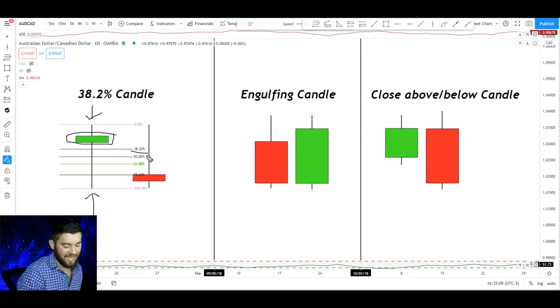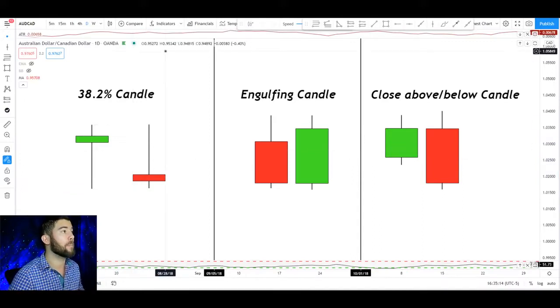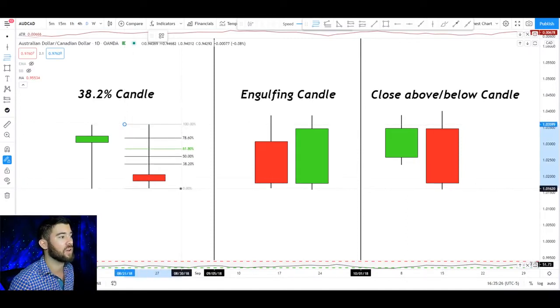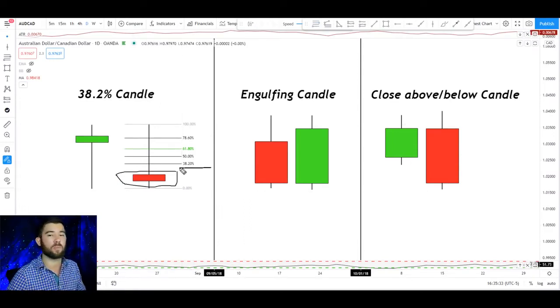You guessed it, it's the exact opposite for a bearish version of this pattern, a bearish version of the 38.2% candle. What do you think I'm going to do to identify this pattern in an objective way? I'm taking a Fibonacci retracement from the top of that candle, the high, down to the low, and as long as the entire body of that candle is below the 38.2% retracement, then I know that selling pressure is likely to come into the market.